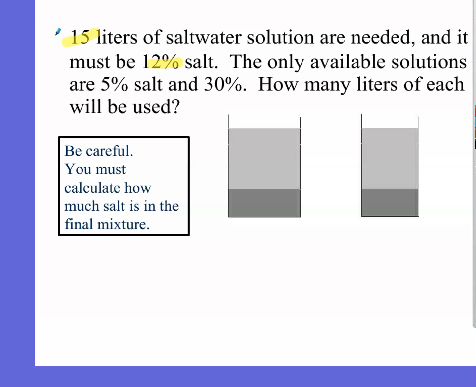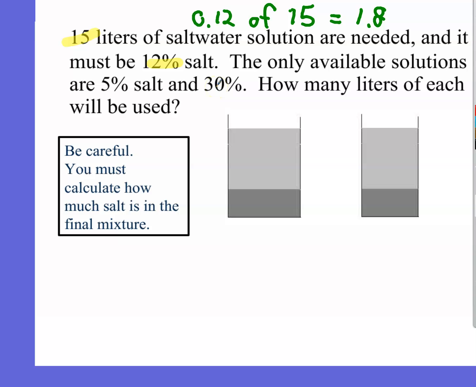Okay? So I know that they have to add up to 15. That's easy. But I don't know how much salt I'm supposed to have until I calculate what this 12% of 15 actually is. So calculate that up. That's 1.8. So if I'm guessing and checking, I've got to make sure that the two amounts add to 15 and that 5% of the first amount plus 30% of the second amount adds up to 1.8.